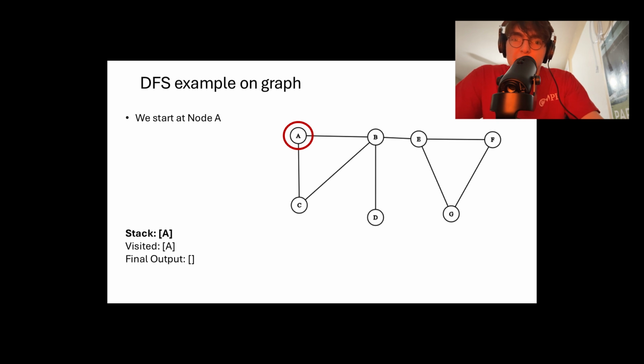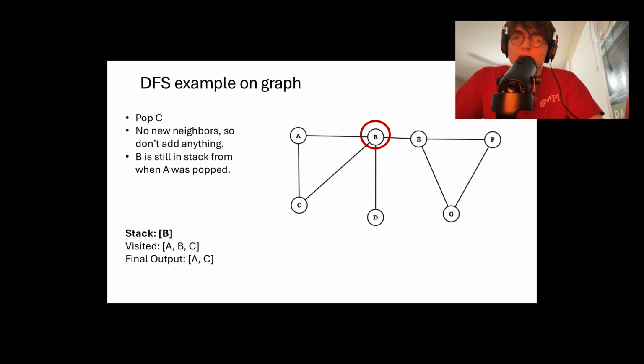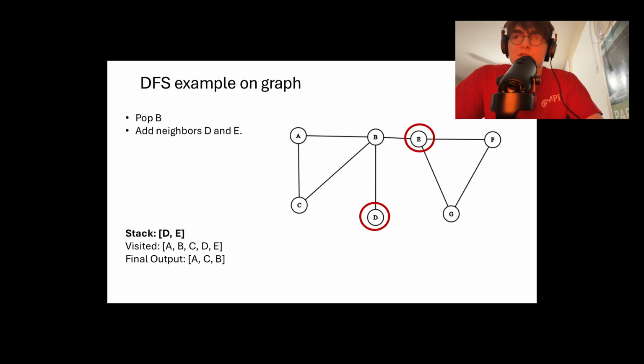We start at node A, add A to the stack. We pop A and add the neighbors B and C. And in the same scenario, we pop C, and since C has no new neighbors, we don't add anything. B is still in the stack from when A is popped. Next we pop B and add the neighbors D and E. And then after popping E, we add the neighbors G and F.